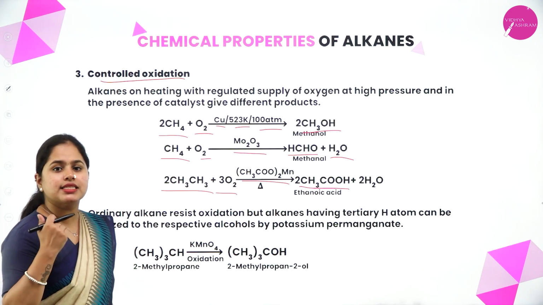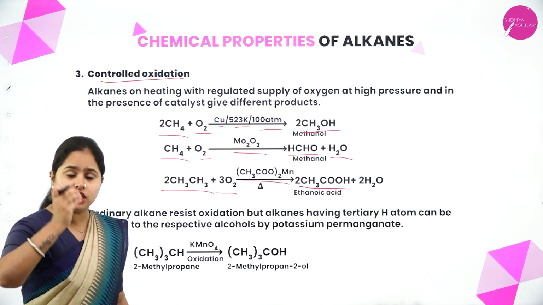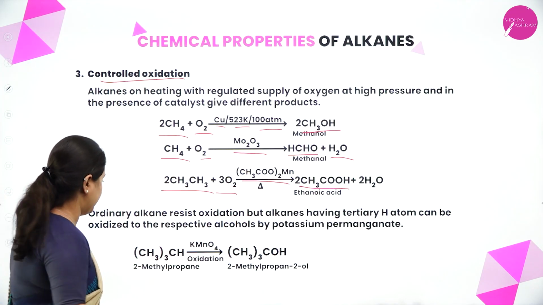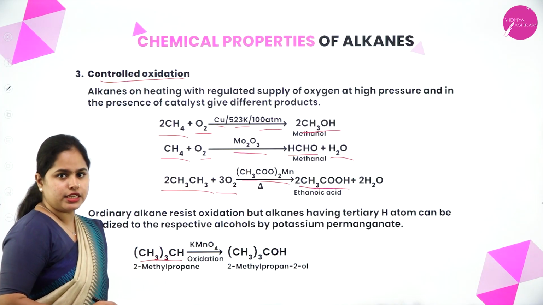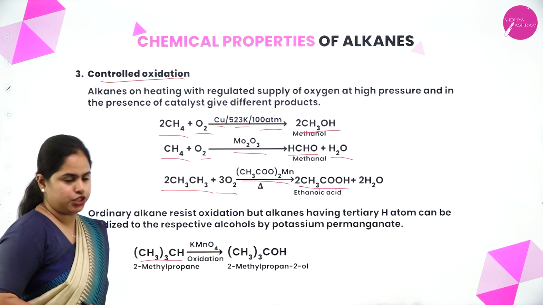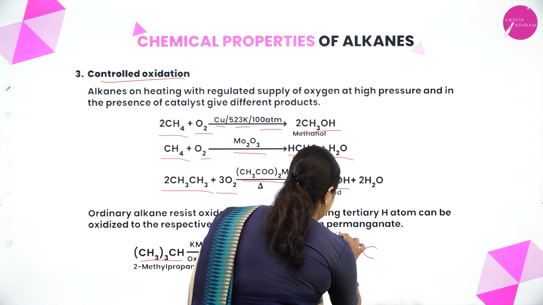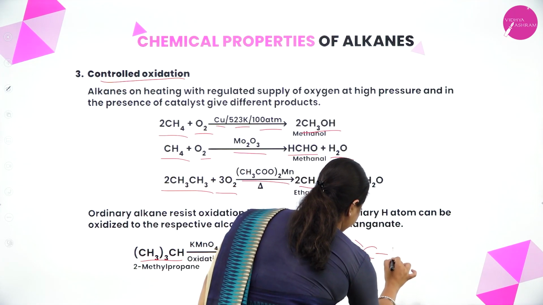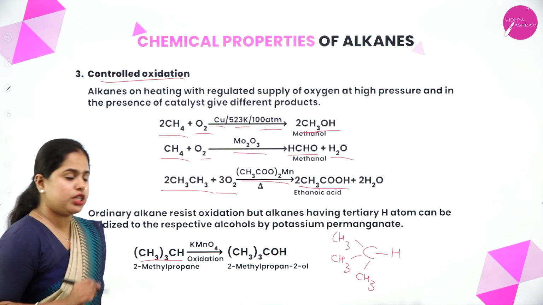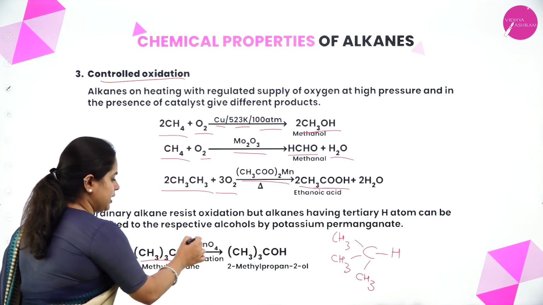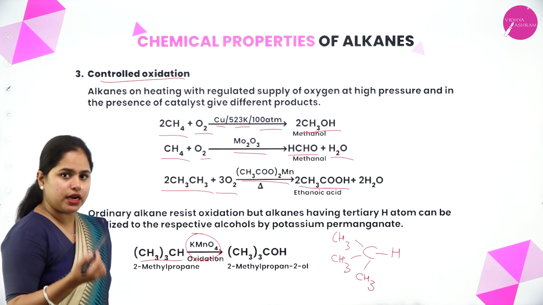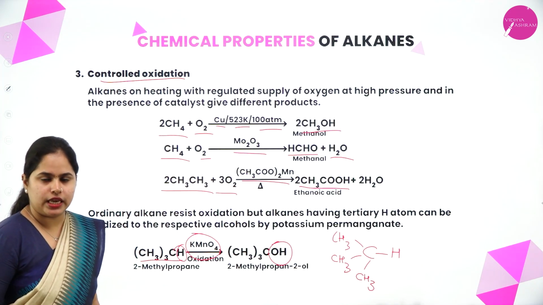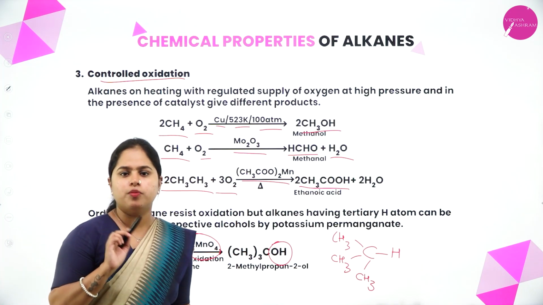So usually alkanes resist oxidation, but if they have a tertiary hydrogen atom, they will form alcohol in the presence of potassium permanganate. As you can see here, (CH3)3CH, that means CH3, CH3, CH3 on CH. So it has a tertiary hydrogen atom. Then what happens? In the presence of potassium permanganate, it can undergo oxidation, and instead of H, you will get OH. That means it can form a tertiary alcohol. So I hope that is also clear.